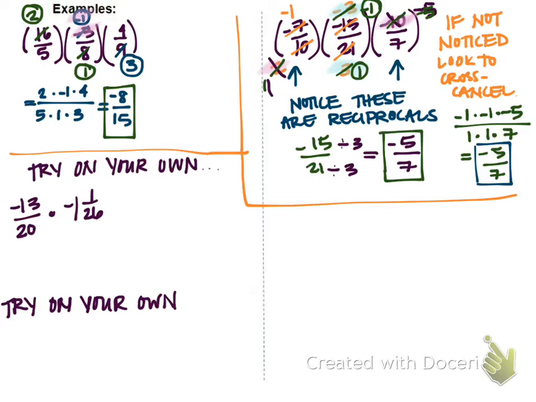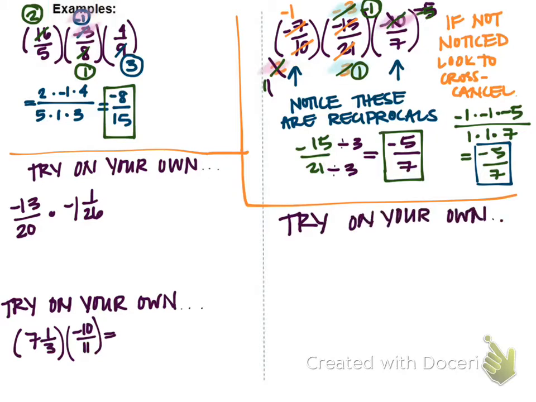The next try on your own example is going to be a mixed number times a fraction, and you're going to be multiplying 7 1/3 times -10/11. And the third try on your own example is going to be a whole number multiplied by a fraction. So -3 multiplied by 2/9.